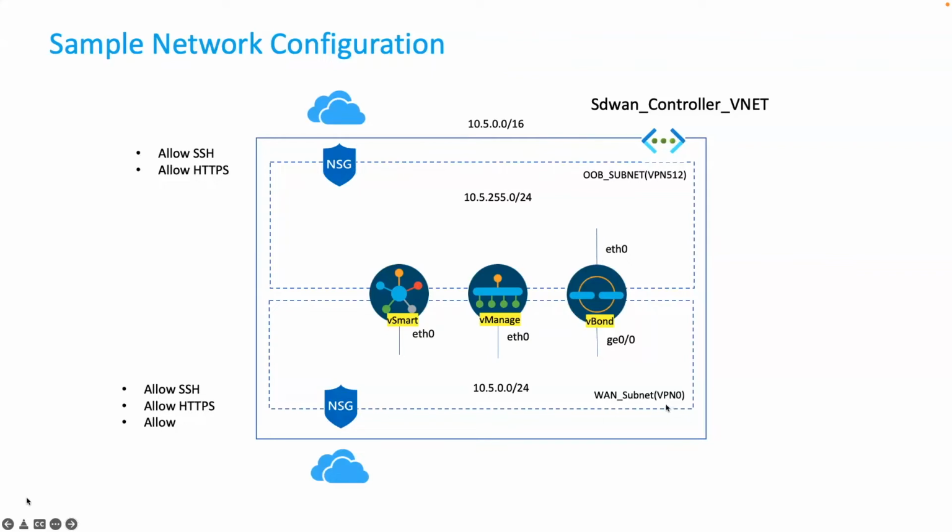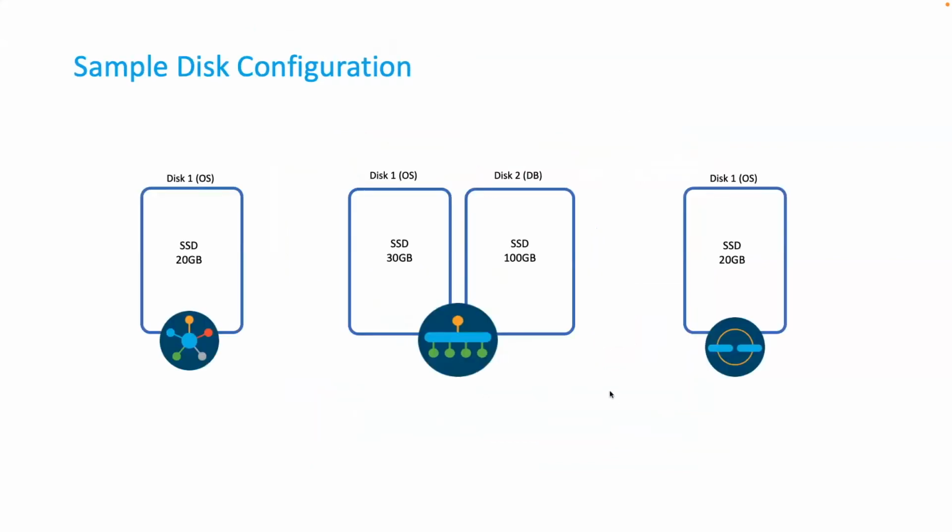Okay. Now we're gonna create the VM, the virtual machine. Let's start from the vManage first. Look at this diagram. We have a vSmart, vBond, and vManage. We're gonna start with the vManage first. You can see that the vManage has two disks. The first disk is the OS disk. The second disk is the database.